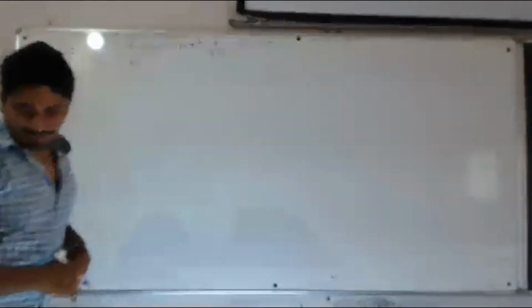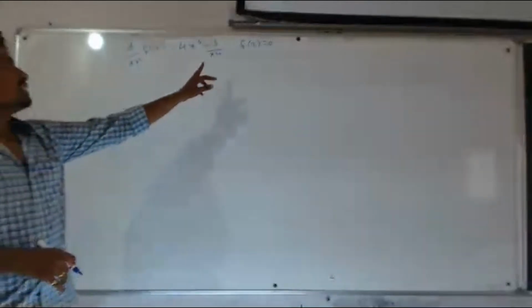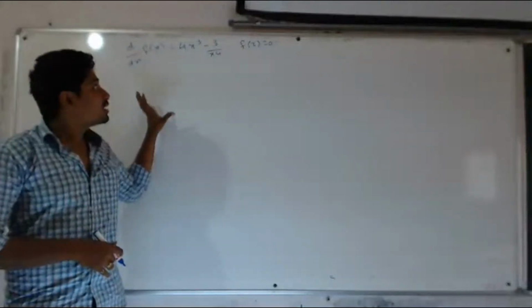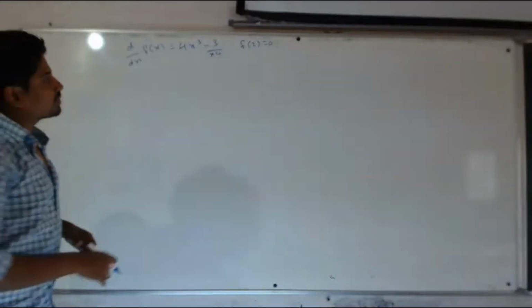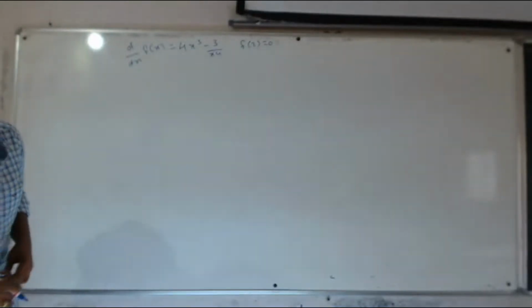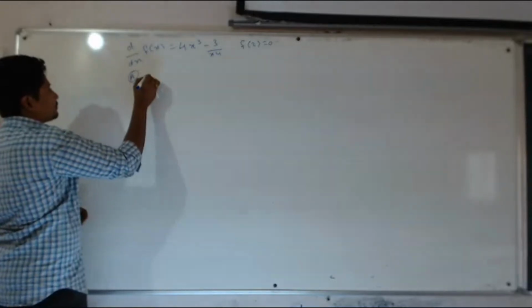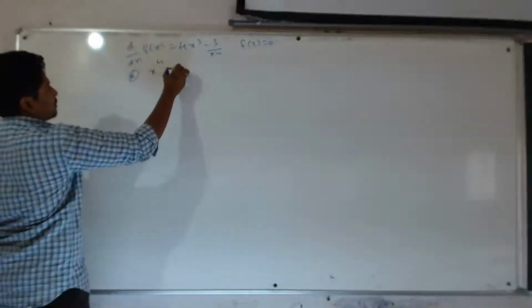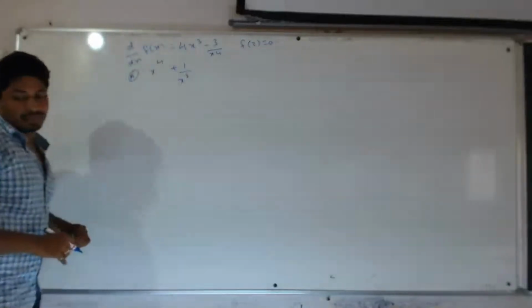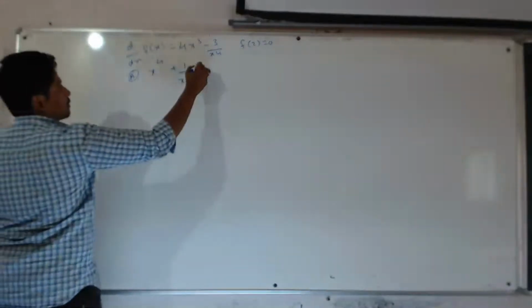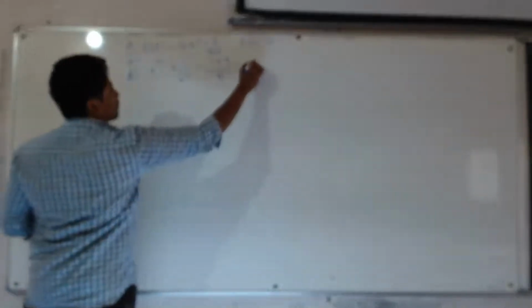They have given f of 2 equals 0 in order to find the c value. Okay, we will bother about this at the last. And four options are given. We are asked to find f of x. See the options here.